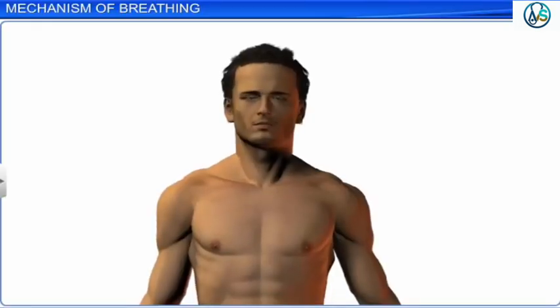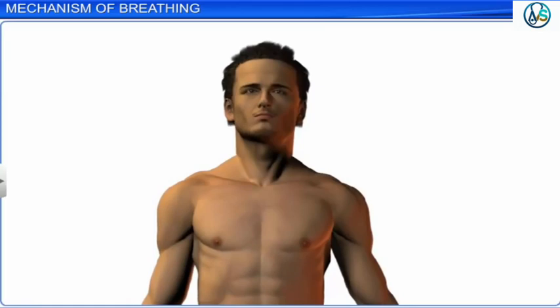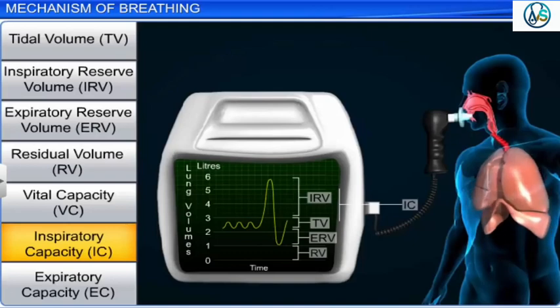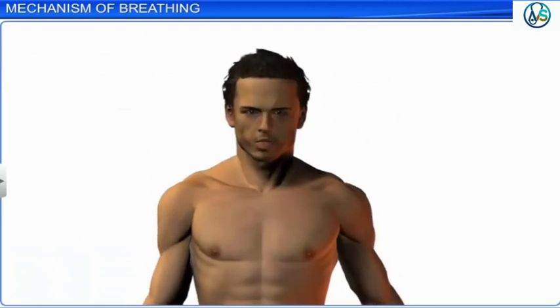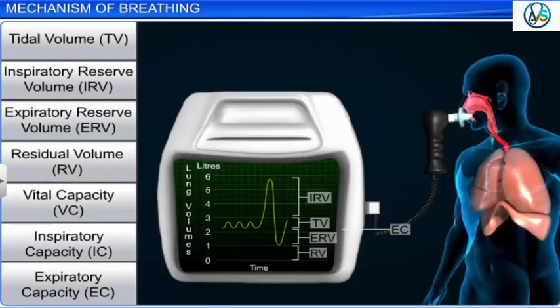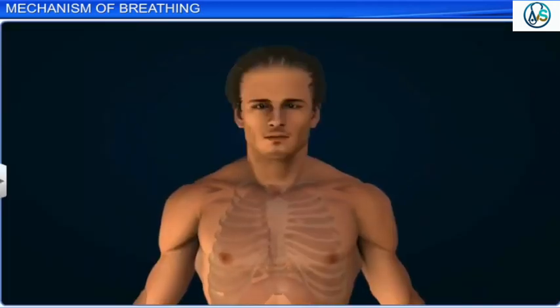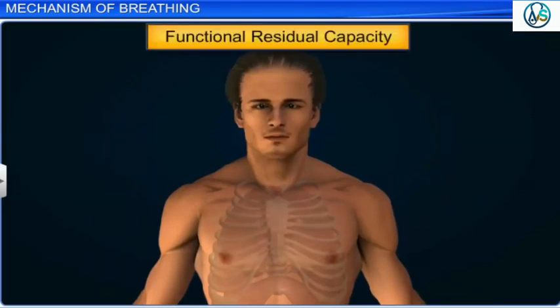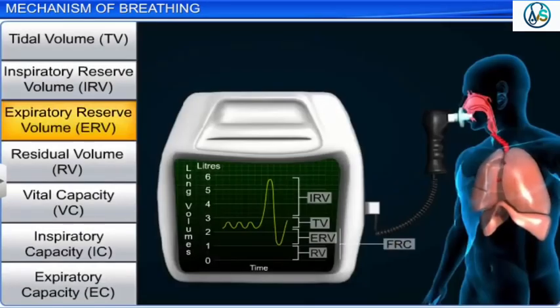The total volume of air a person can inspire after a normal expiration is his inspiratory capacity. This includes both tidal volume and inspiratory reserve volume. Total volume of air a person can expire after a normal inspiration is called his expiratory capacity. This includes both tidal volume and the expiratory reserve volume. Volume of air that remains in the lungs after a normal expiration is called functional residual capacity. This includes both expiratory reserve volume and residual volume.